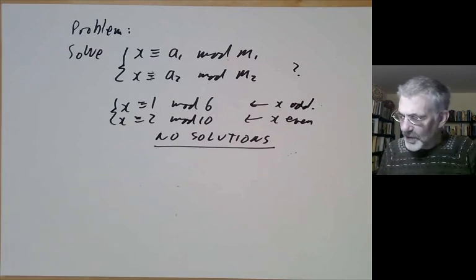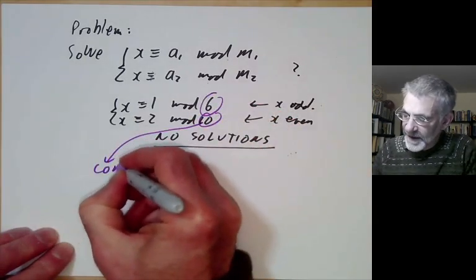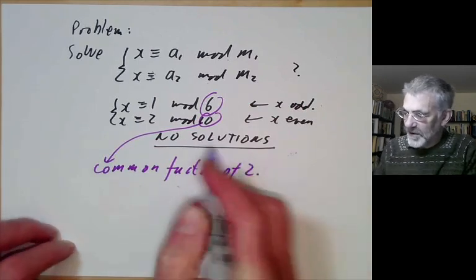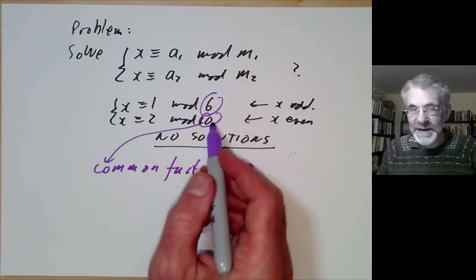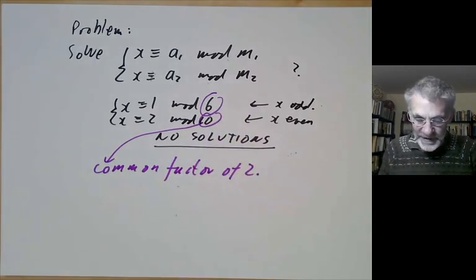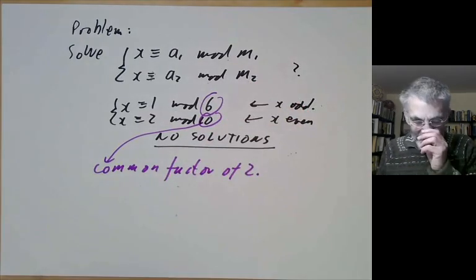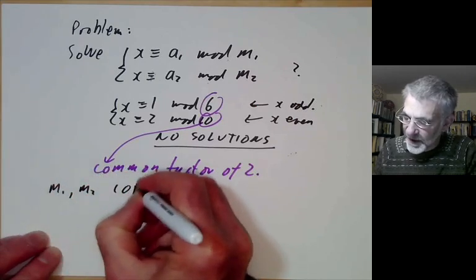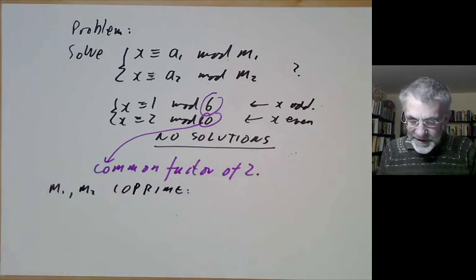And you see the problem here is the fact that these two numbers have a common factor of 2. So this one can imply that x is something mod 2, and this one can imply that x is something completely different modulo 2. And this suggests we should be able to solve these if m1 and m2 are coprime. So let's just check this.